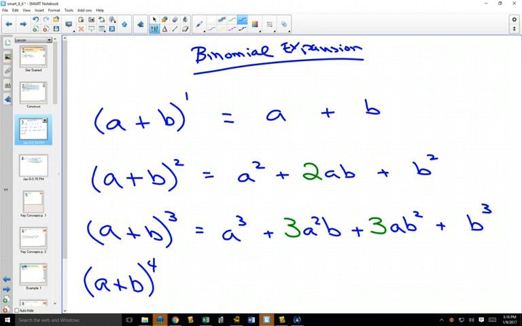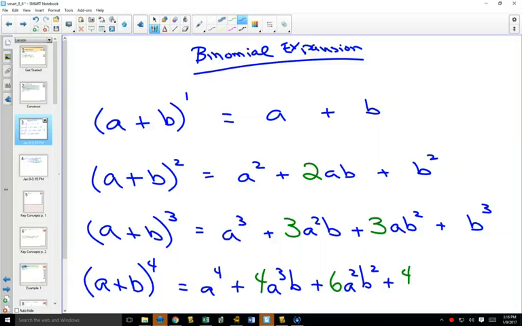If you wanted to do a plus b to the 4, it would be a plus b times a plus b times a plus b times a plus b. Would anybody like to try it in their head and just tell me the whole answer? Close. A squared, b squared, good. And then plus 4ab cubed plus b cubed. B to the 4.